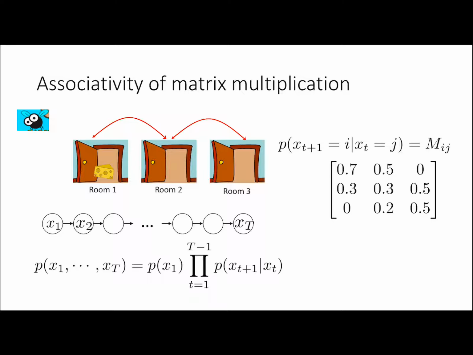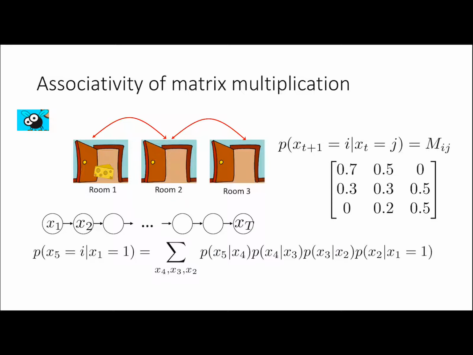By the way, let's play with the example. Let's say that we want to compute the probability distribution of this fly at time 5. So this chain is t equal to 5.